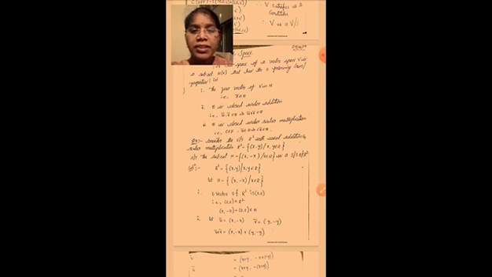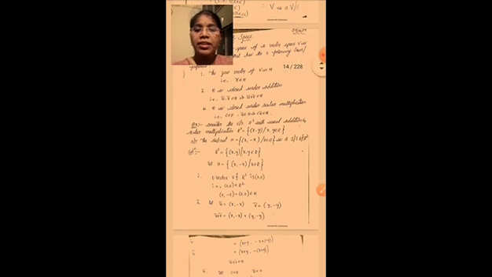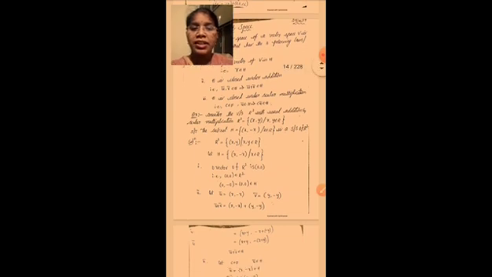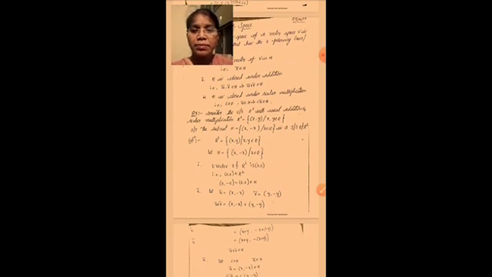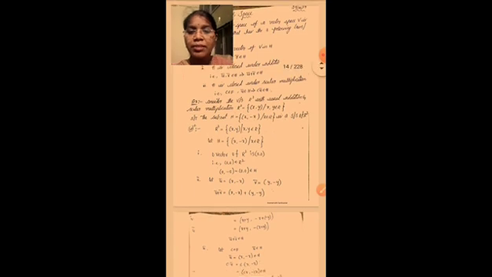So here a subspace is nothing but we have to satisfy the three conditions. First of all, 0 in H, that is 0 bar belongs to H. Second, closed under addition, that is U bar comma V bar belongs to H, that implies U bar plus V bar belongs to H. And closed under scalar multiplication, that is C belongs to F, U bar belongs to H, that implies C into U bar belongs to H. If these three conditions are satisfied, it is said to be a subspace. Okay, so see one example here.